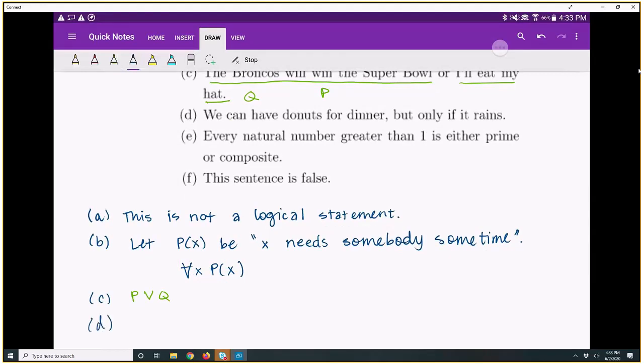D, we can have donuts for dinner, but only if it rains. Let's let it rains be P. We can have donuts for dinner be Q. Then this will be Q implies P, or if Q, then P, or Q only if P.